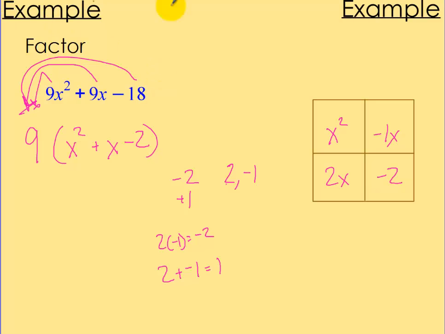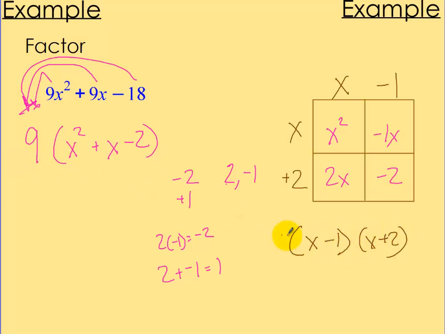All right, let's factor out. So going up this side, I can factor out a -1. That's it. Going up here, I can factor out an x. Going this way, I factor out an x. And going this way, I can factor out a +2. So my factors are x minus 1 and x plus 2.